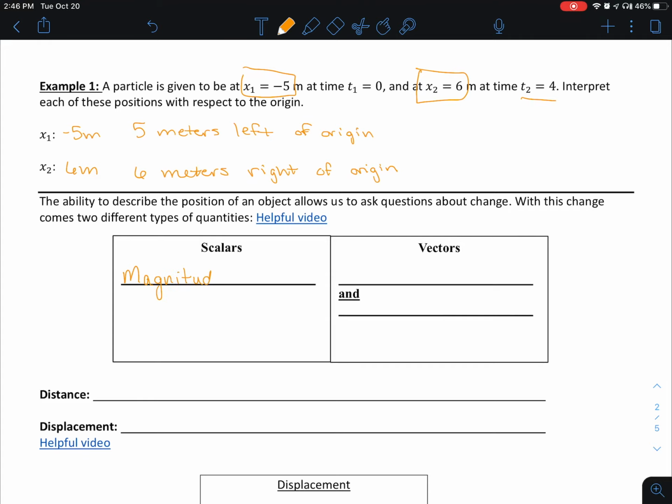Magnitude. If something is a vector, it has a magnitude, like a size to it, but it also has a direction to it. What you should probably do is watch that video. He's going to talk about differences between magnitudes and vectors.